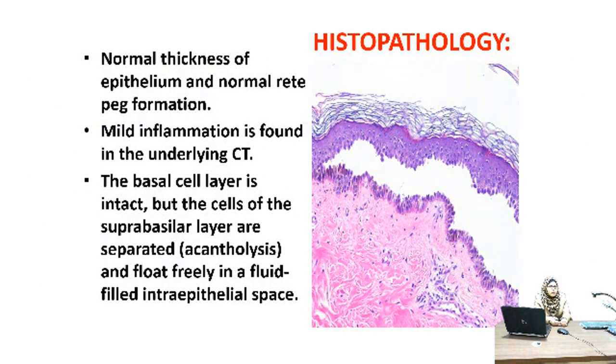The histopathology of pemphigus vulgaris shows normal thickness of epithelium with normal rete formation. Mild inflammation is found in the underlying connective tissue. The basal cells are intact, but the cells of the suprabasal layer have separated. There is acantholysis of the suprabasal cells, which float freely in the fluid-filled intraepithelial space.